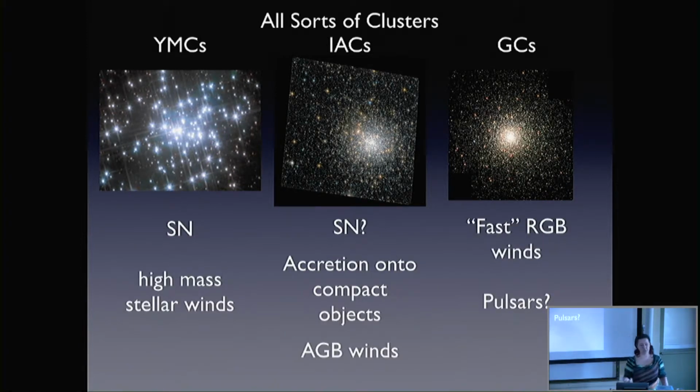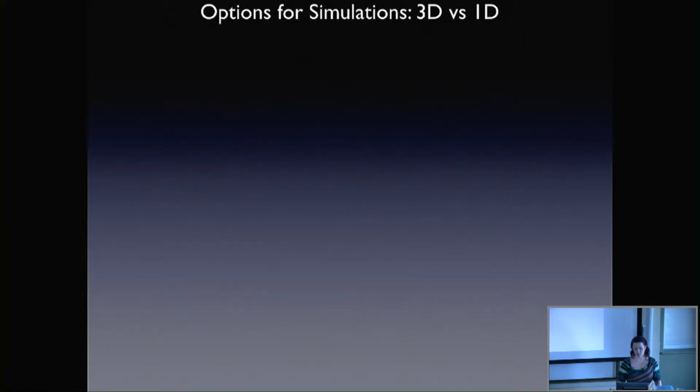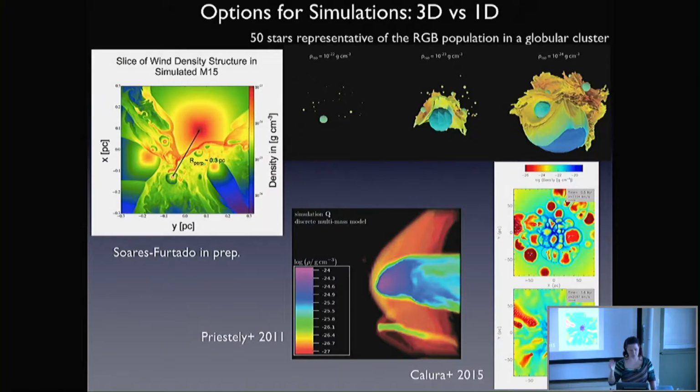And again, different heating mechanisms can be important at different times. For young things, you have supernovae and high mass stellar winds. For medium ages, maybe accretion onto compact objects, maybe some AGB winds. And then at later times, fast RGB winds that I'll talk about a little bit, maybe pulsars, things like this. In the interest of time, I'm not going to get into this overly much, but basically there are two ways you can attack this problem, either 3D or 1D. I guess you could do 2D if you really felt like it, and I think some people have. Basically in 3D, there are a lot of people looking at this.